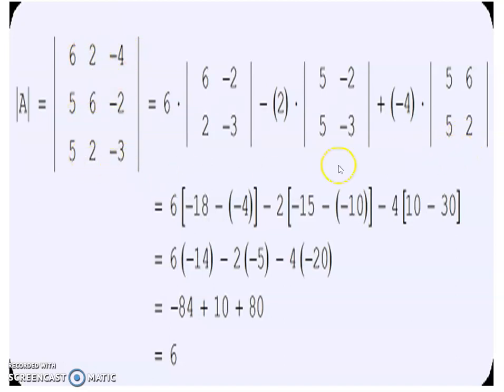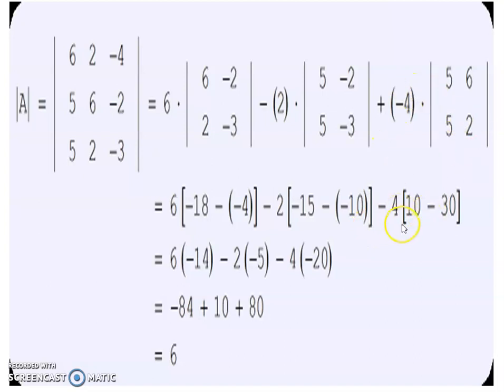These are the elements. We know that 6 into minus 3 is minus 18. Minus 2 into 2, minus 4. But the middle sign is minus. Let us try. Minus 2 remains the same. 5 into minus 3, it is minus 15. 5 into minus 2, minus 10. But the middle sign is minus. So we compulsorily put the bracket with the negative sign outside. Be particular about this step.